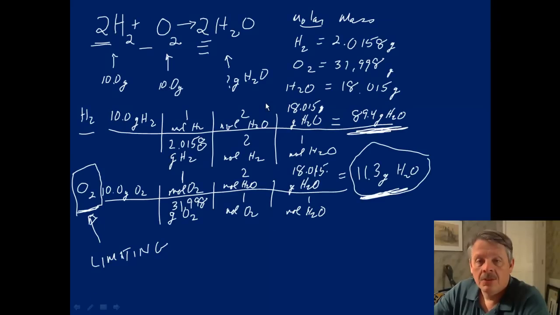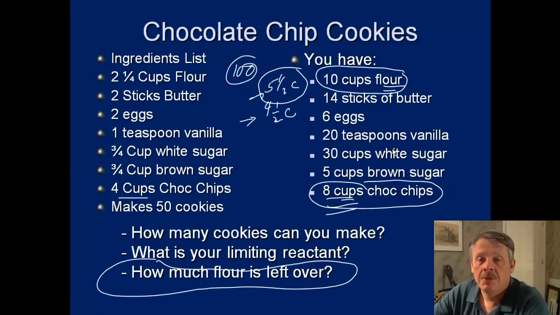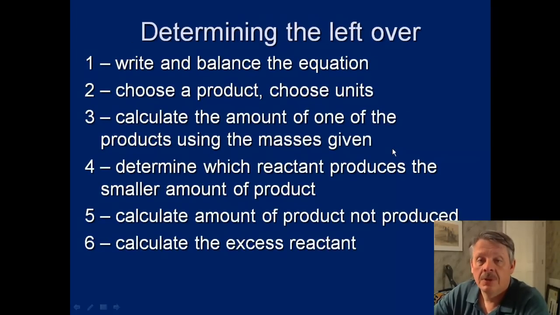Okay, so what we're going to do is go back to our previous slide. Notice that what we calculated here was how much water we could have produced. Based on our hydrogen, we could have produced 89.4 grams of water, but in reality we only produced 11.3 because we ran out of oxygen. Okay, let's go ahead and use those pieces of information to help figure out what's left over.